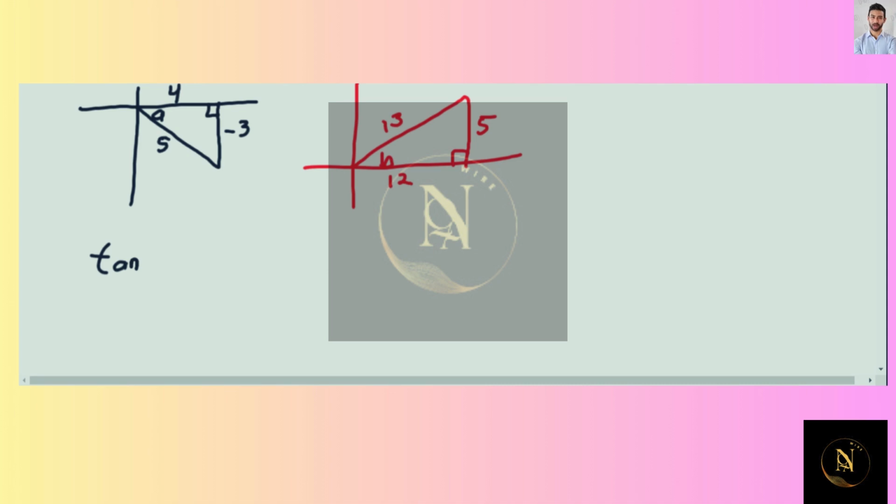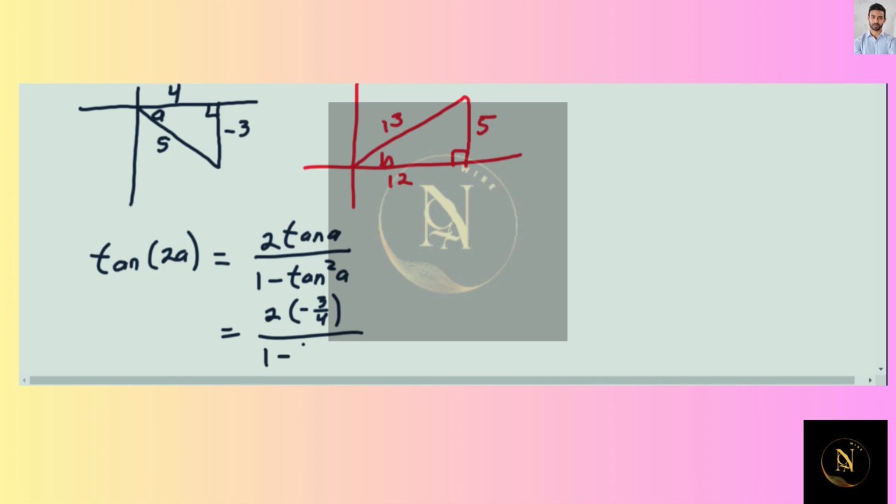So first, you want to find the tangent of 2A. Well, in order to do this, we have to use our double angle formula for tangent, which says that the tangent of 2A will be equal to 2 times the tangent of A divided by 1 minus tangent squared of A. Well, in order to find this, we need to know the tangent of A. So we go to our first triangle, and remember, tangent is opposite over adjacent. So that would be -3/4. So we'll have 2 times -3/4 divided by 1 minus, and then we have to square -3/4.